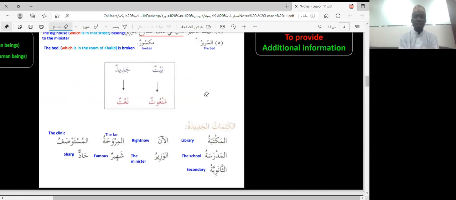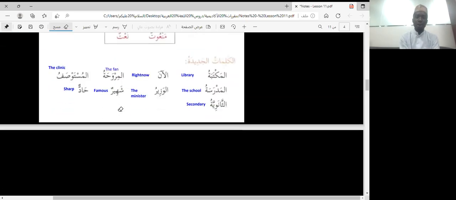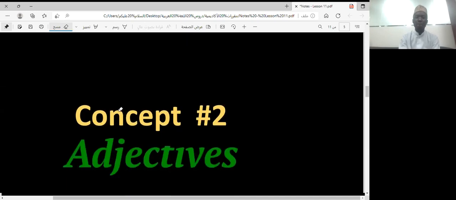We have baytun jadidun, a new house. Baytun is mani'utun, while jadidun is what? Is na'atun. We have al-kalimat al-jadida, new words here. We have al-maktaba, library, al-madrasa, the school, al-thanawiyya, secondary, al-an, right now. You have to know that. When I say do it now, if'alhu al-an. Al-wazir, the minister, al-mirwaha, the fan, shahir, famous, al-mustawsaf, the clinic, hadun, sharp.